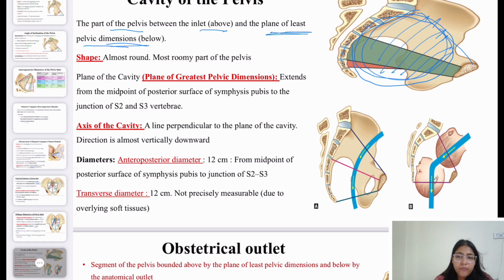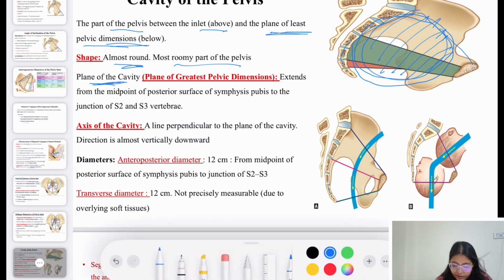First, know the shape. Again, whatever part you are reading, you should know the shape. Like for the plane of inlet also, I told you the shape is mostly gynecoid. So here the shape is almost round, and this is the most roomy part of the pelvis. What is the plane of the cavity, which is also known as the plane of greatest pelvic dimension? This is very, very important. You should know the plane of greatest pelvic dimension.